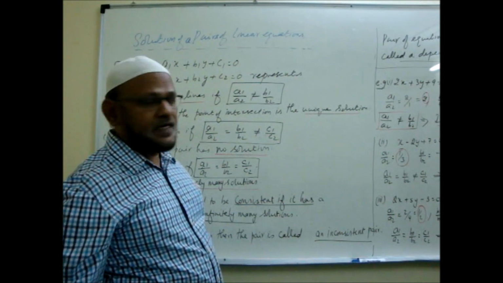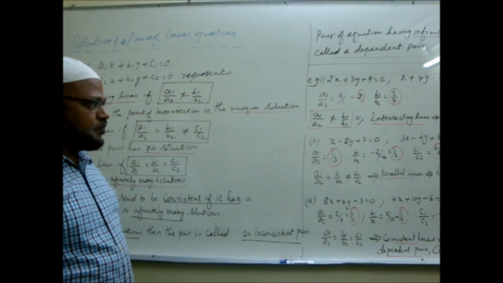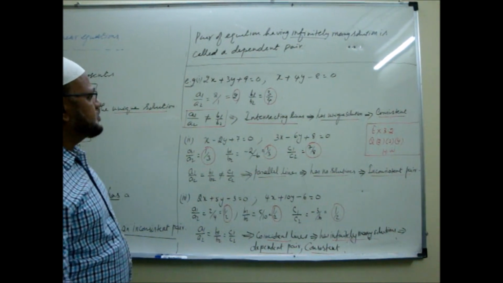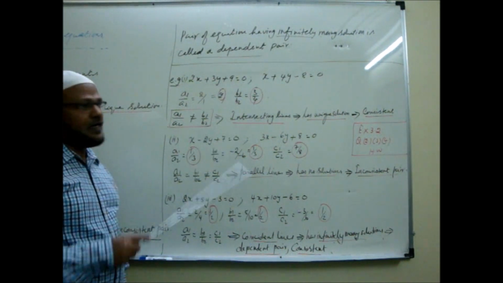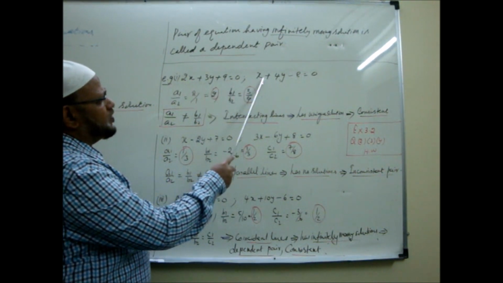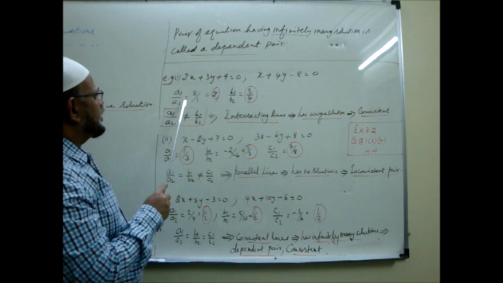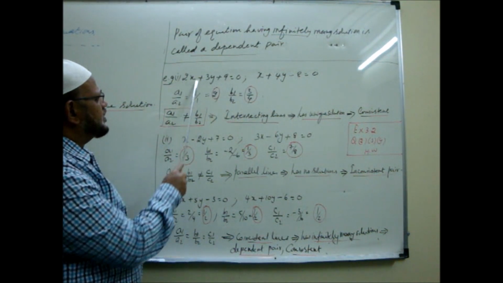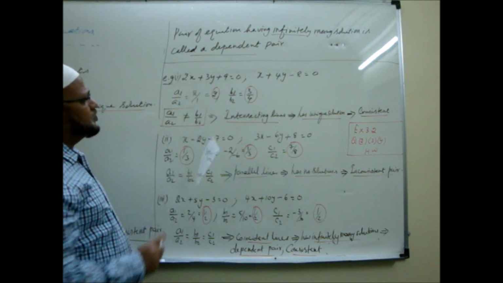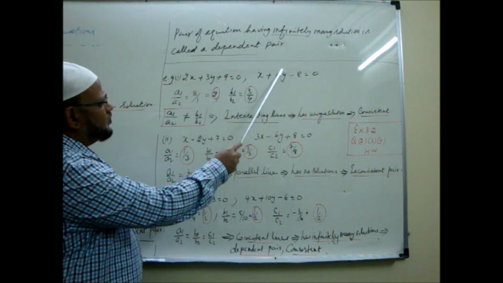Now we have taken some examples to demonstrate all these three properties. You want to know these properties, understand? So see this one, I have taken some pair of equations. 2x plus 3y plus 9 is equal to 0, x plus 4y minus 8 equal to 0. Two equations I have taken. Finding out what is a1 by a2, dividing this x coefficient by this x coefficient, I got 2 by 1, that is 2. b1 by b2 comes out to be 3 by 4.